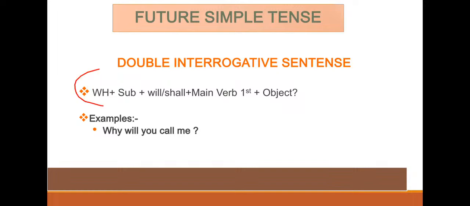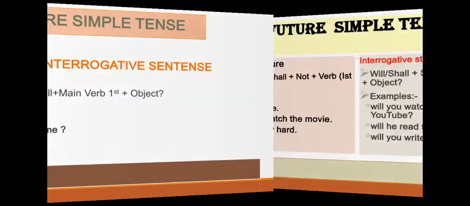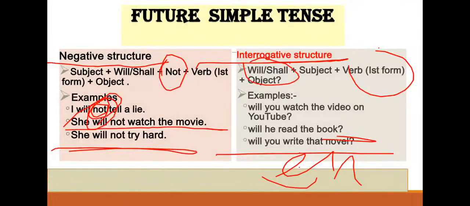Now we have the WH version and the subject, then will, shall, and the main verb as usual, and then the question mark is important. I forgot to tell you that right here we also have to place the question mark. That is important. If you miss the question mark, then your sentence will never be a question.